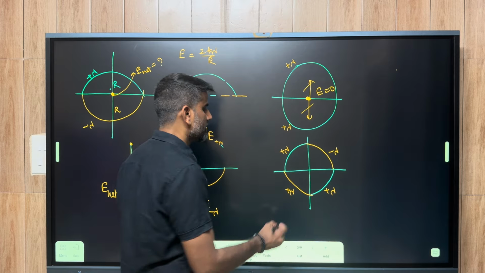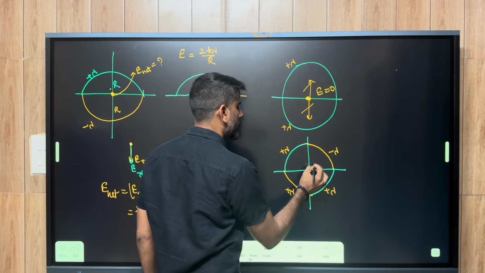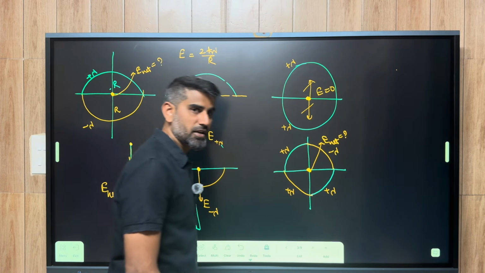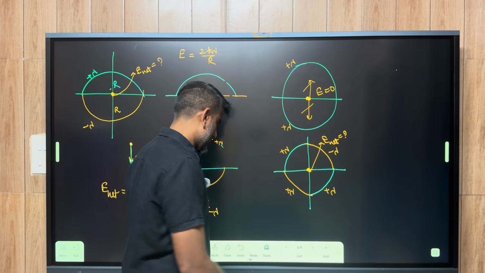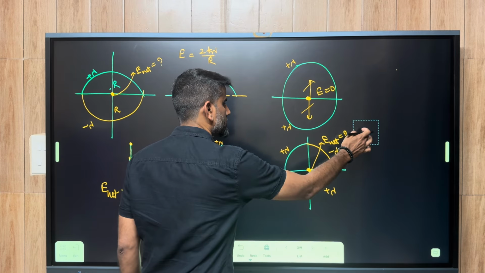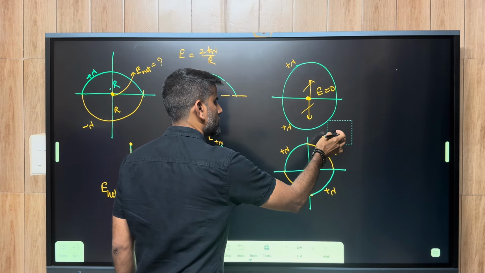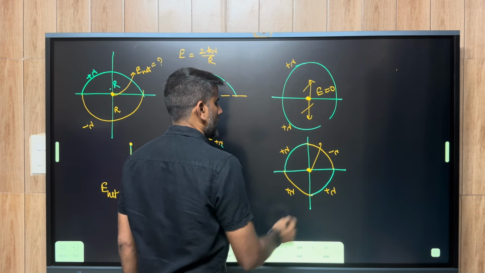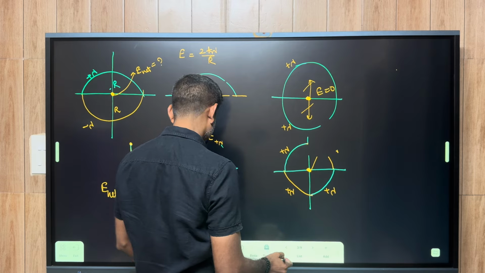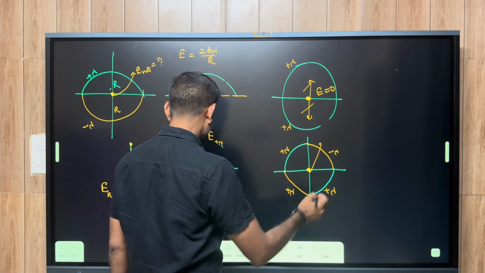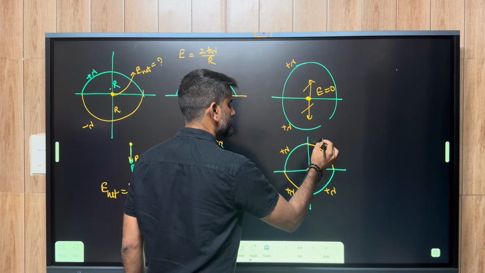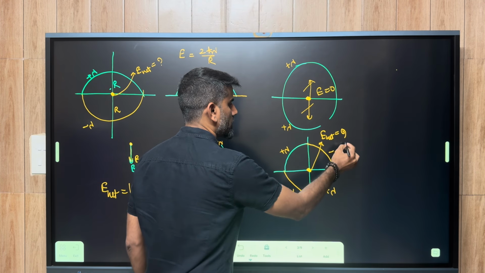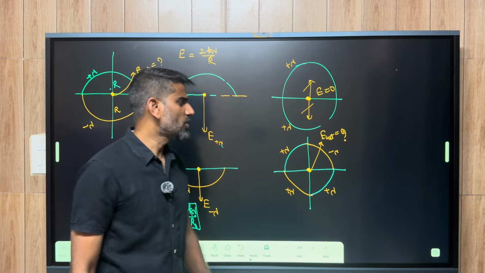Now the question is asked to find the net electric field at this location. E net is equal to how much? Now let's find that out.